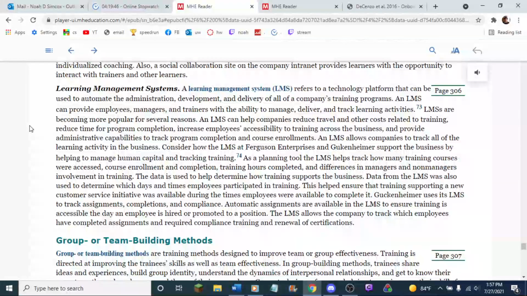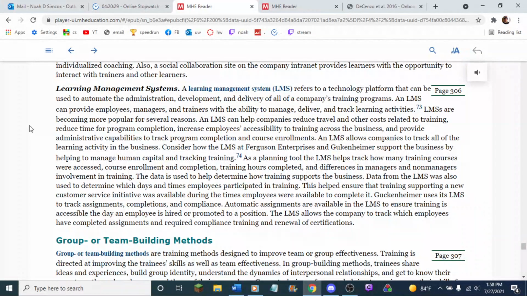The learning management system can help companies reduce travel and other costs related to training, and reduce time for program completion. An LMS can also increase employees' accessibility to training across the business, and provide administrative capabilities to track program completion and course enrollments. It allows companies to track all of the learning activity in the business.